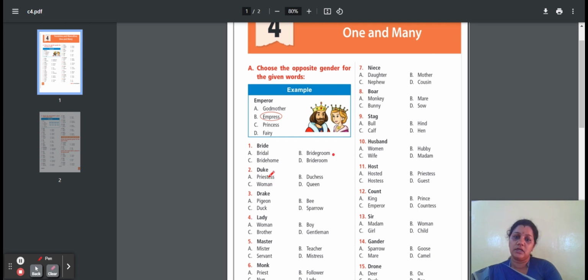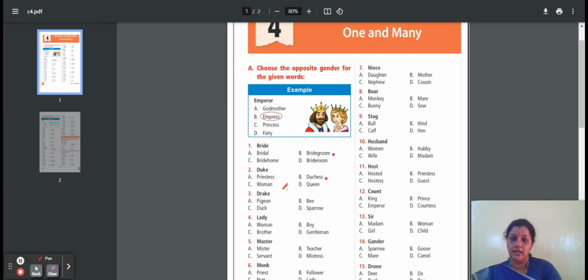Second one, duke. It means a noble man. Here are the options: priestess, duchess, woman, queen. Priestess, a female priest of a non-Christian religion. Duchess, who is the wife of a duke. Woman, an adult female person. Queen, the female ruler of a country. So here is the option B, Duchess. The opposite gender of duke is Duchess.